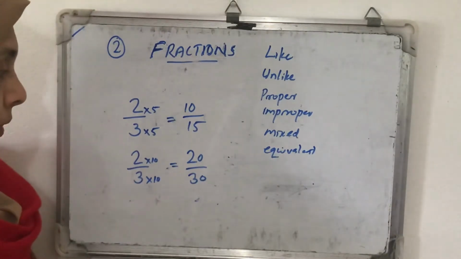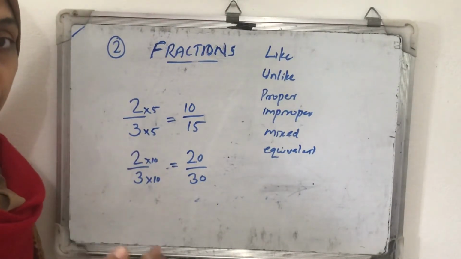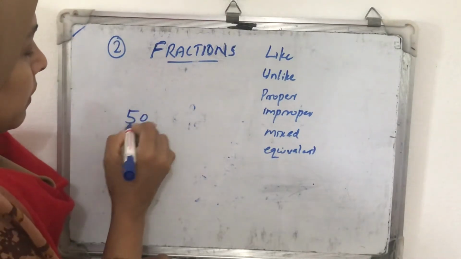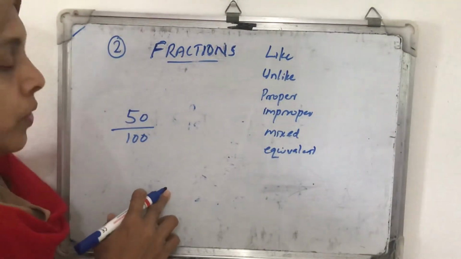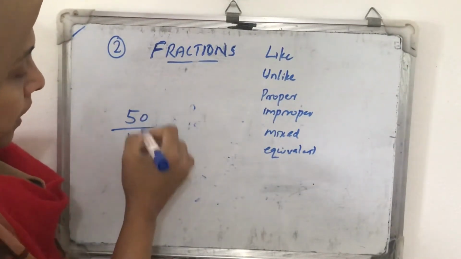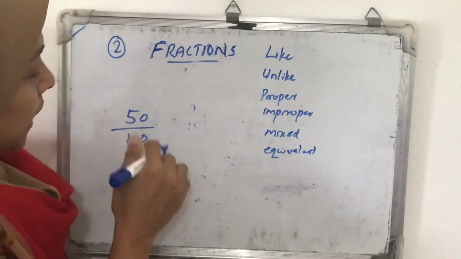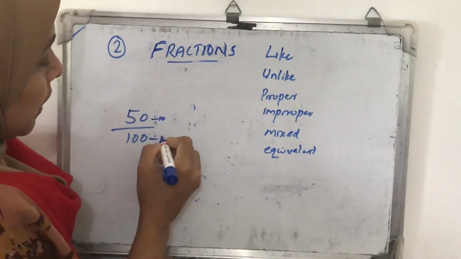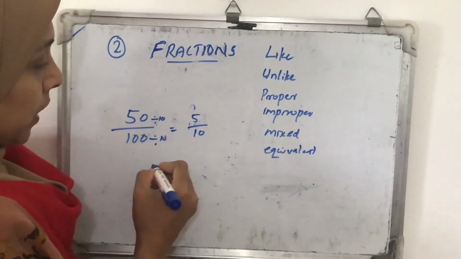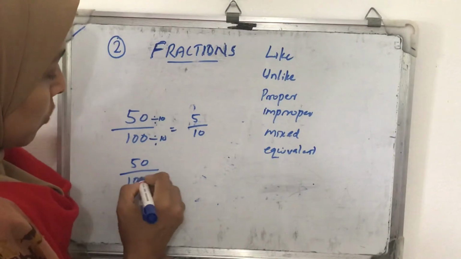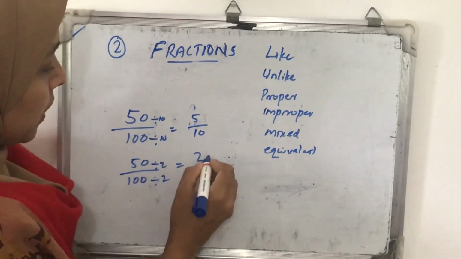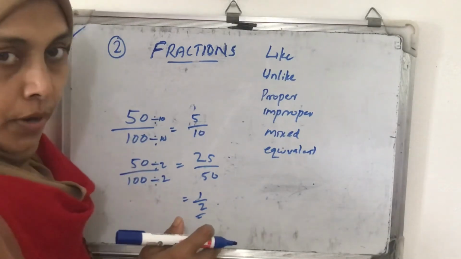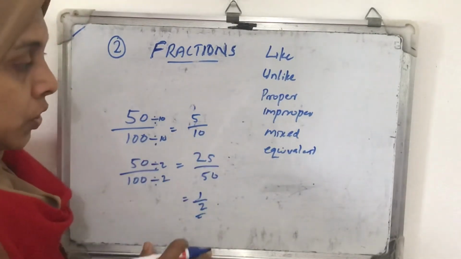Next, in the same way we can find equivalent fractions by division also. Suppose a fraction is given, 50 by 100. You can find an equivalent fraction of this by dividing. Here both the numerator and denominator have common factors. 50 is common, 10 is common, so many common factors here. When we divide both by 10, what do we get? 5 by 10. Otherwise, if we divide both numerator and denominator of 50 by 100 by 2, what do we get? 25 by 50, and 1 by 2. All are equivalent fractions of 50 by 100. So equivalent fractions are also clear.